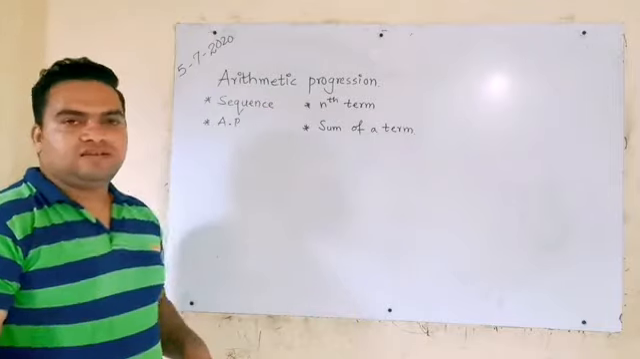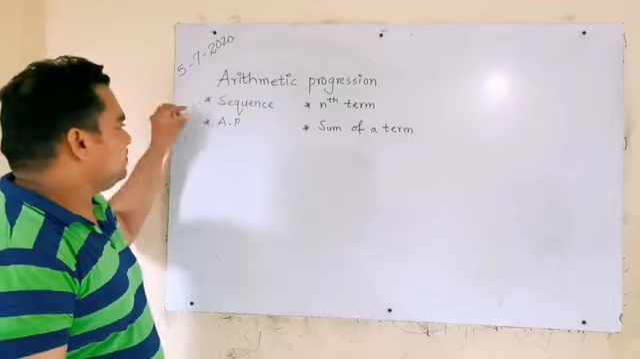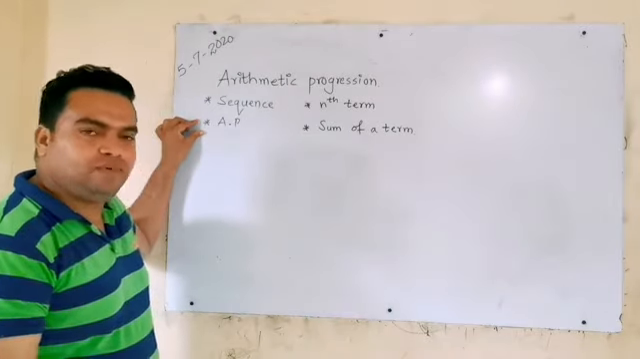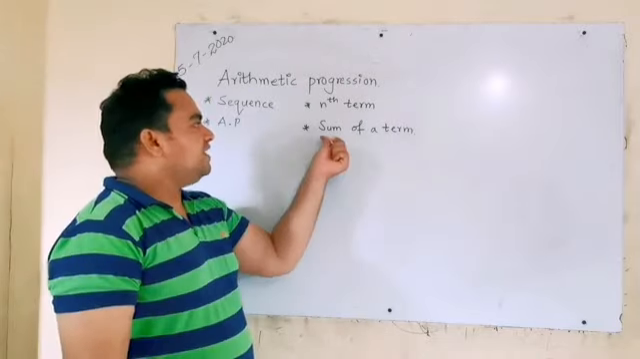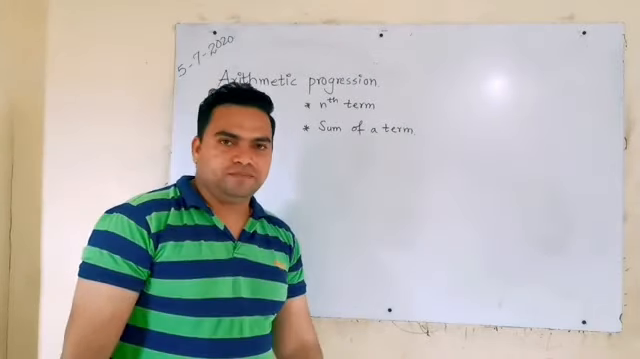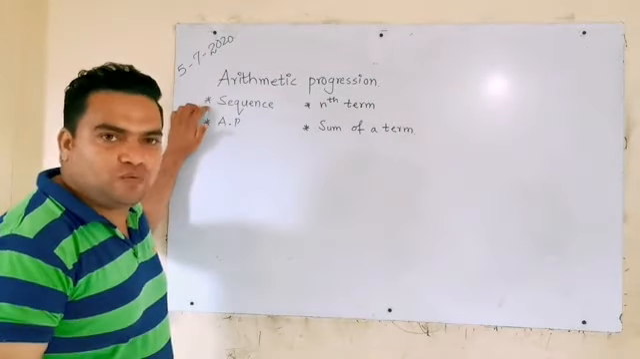Arithmetic progression consists of four subtopics. Number one, sequence. Then AP, meaning arithmetic progression. Then nth term of an arithmetic progression and sum of terms of an arithmetic progression. So students, first we should understand what is a sequence.